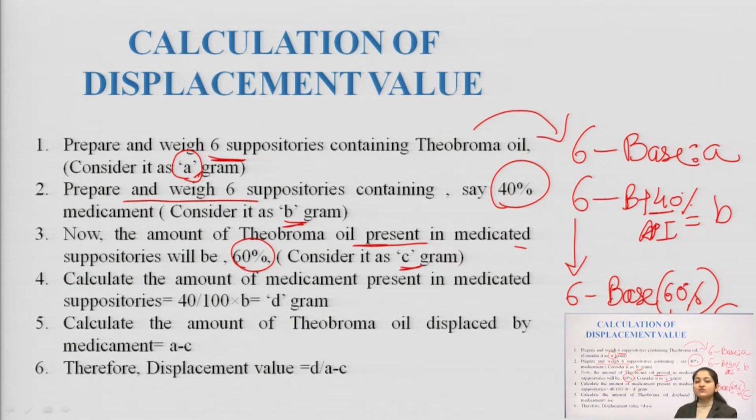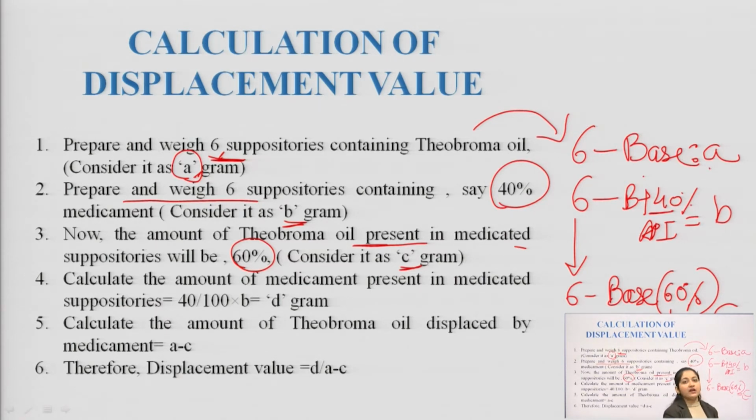What we are doing is preparing suppositories. The number of suppositories is just 6. हम 6 suppositories बना रहे हैं और इनिशियली हमने क्या किया, इसमें हमने सिर्फ बेस डाला, we have just incorporated base. So what we are doing is we are making suppositories of 6 number that contain only base, no other medicaments are involved. So that base is named as A.